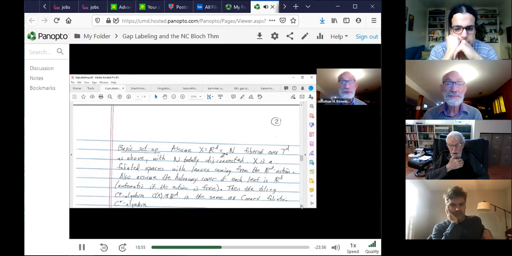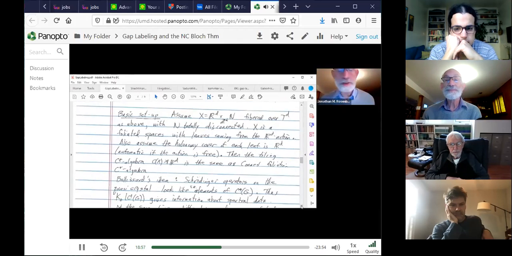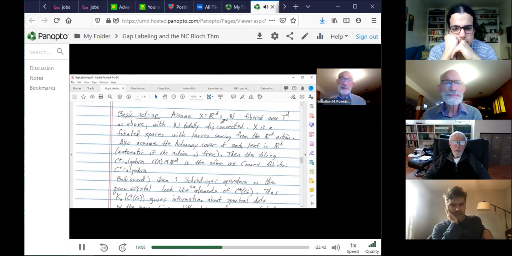That's automatic if the action is free. I mean, this is a rather minor technical assumption. I don't want to explain what happens if you violate that, but it's not so important. So then this tiling C-star algebra that we talked about is basically the same as Connes' foliation C-star algebra in the foliation index theorem.